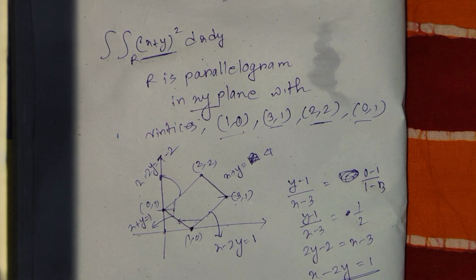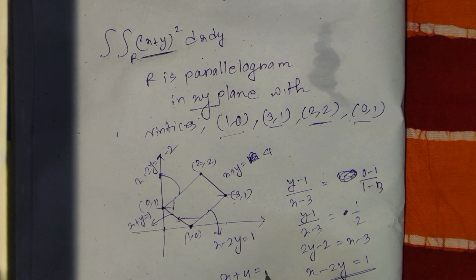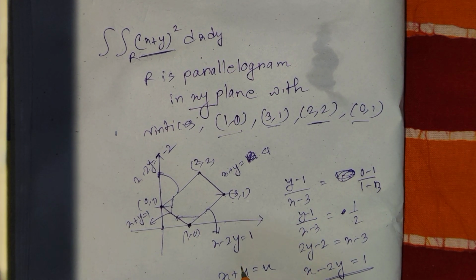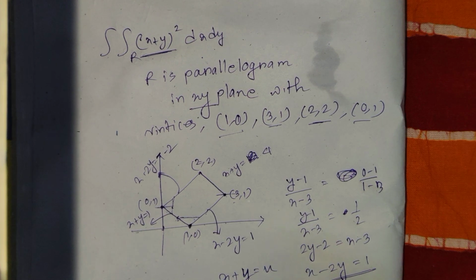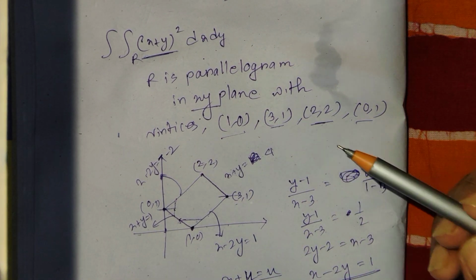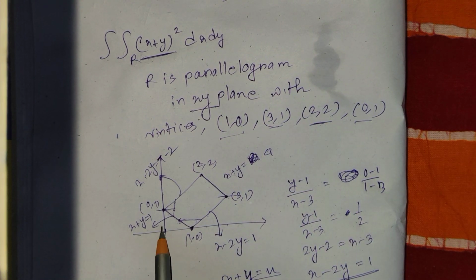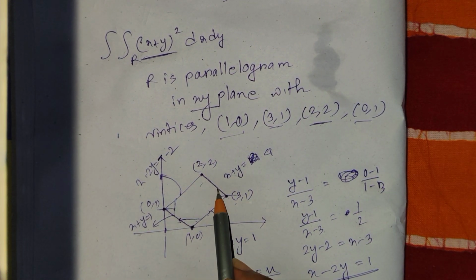You can see here is x plus y. So we have to take a kind of transformation. In that case we will use this transformation: x plus y equals, let's say, u, and x minus 2y equals, let's say, v. Two straight lines are there and we have to take a simple transformation. Now you can see here x plus y is this straight line and this straight line, right?